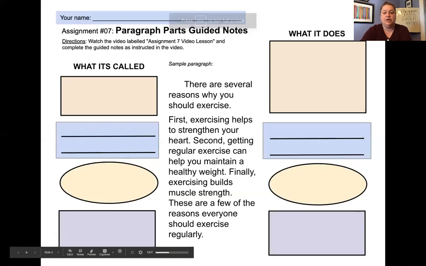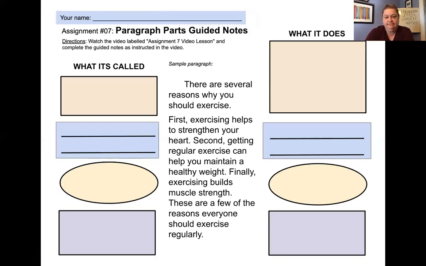All right. So hopefully now what you are seeing is your guided note sheet on the screen, but it's empty, right? So the first thing we're going to do is we're going to read this paragraph. It's a simple paragraph. It is a good example of a strong paragraph. And then we are going to break it down into its parts. This should be review from 6th grade.